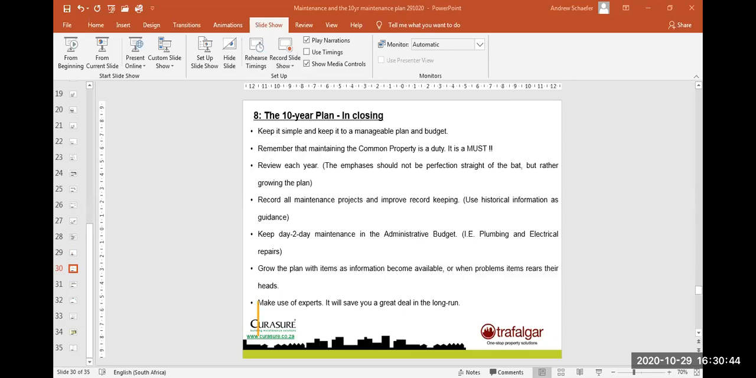If you've got a lift, for example, and you're unsure when it should be replaced, at least put it on the plan and say, we don't know when. We suspect that it could be in year 10, but we're not sure, and the value we estimated at 750. So you don't have to overcomplicate it. You can add lines that say special projects to your plan, and then make use of experts, because it will save you a lot of money in the long run.